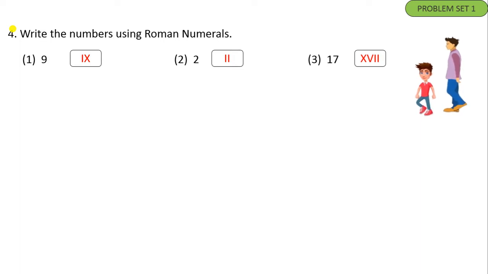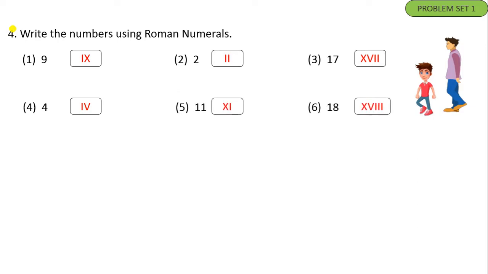Teacher, next one is 4. And for 4, I will write IV in Roman numerals. Oh, that is good, Rahul. Thank you, teacher. Okay. Likewise, you can write the next 2 examples' answers. Yes, teacher.